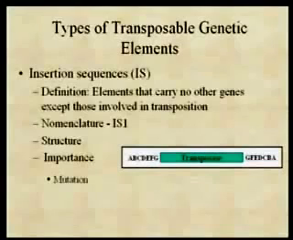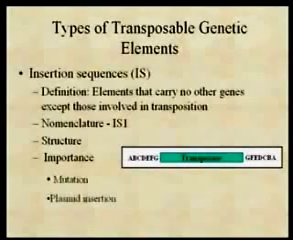So why are these things important? Well, insertion sequences are actually one of the sources of mutations in bacteria, because they have the ability to jump around and insert relatively randomly. If they insert into a gene, they inactivate the gene. And so this is one of the ways that genes are being inactivated in bacteria, by insertion sequences jumping around.